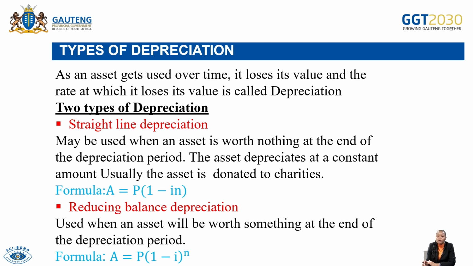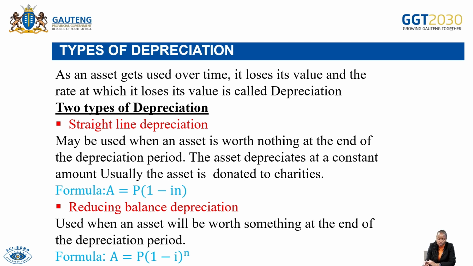So we have two types of depreciation: straight line depreciation and reducing balance depreciation. Straight line depreciation may be used when an asset is worth nothing at the end of the depreciation period. The asset depreciates at a constant amount. Usually the asset is donated to charities.